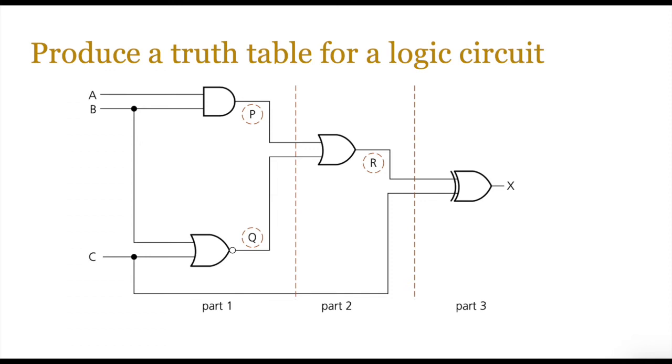What you normally do is divide the circuit into different parts and try to resolve each part separately. So A and B, when they go into the AND gate, you take that output and call it P. B and C, when they go into that NOR gate, you call that output Q. P and Q then go into an OR gate, you call that output R. And then in the final exclusive OR gate, C and R go into that, and you call that output X. So you need to resolve each gate separately, and then that leads you to the final output of X. So try that, and hopefully you get the right truth table.